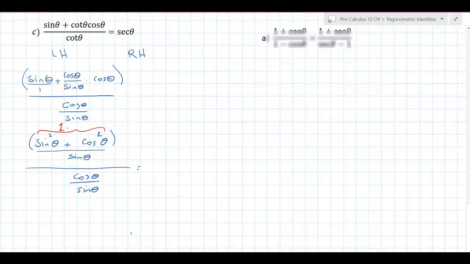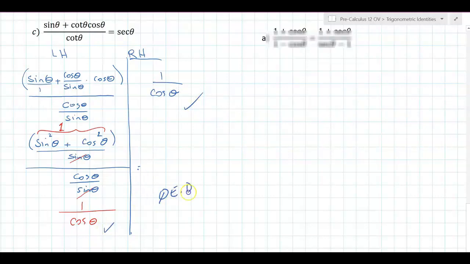That's 1. And then sine theta divided by sine theta, that's a complex fraction. You can divide that. So what you will have at the top is 1 divided by cos theta in the denominator. And if you look at the right hand side, the secant theta is 1 over cos theta. So now we've got that, QED. So it's only algebra. Once you change the identities, you need to go ahead and use algebra to simplify fractions. That's what you've got to do.